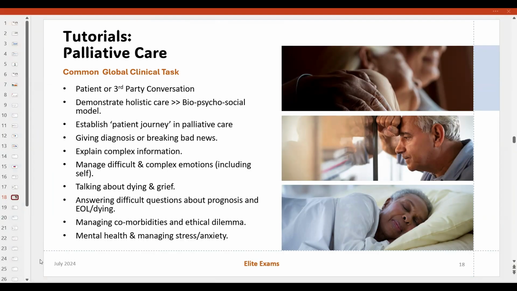So for example, with a patient in palliative care, you might have to see the patient, you might be talking to the patient directly, or you might be talking to a third party. That's important. So these are the different ways you can present in clinical practice and by proxy the exam. We've got to demonstrate holistic care in whatever we do. So the biopsychosocial model of palliative care is very important in your data gathering, because without using that model, you will miss very key parts in your data gathering. We've got to establish the patient's journey in palliative care.